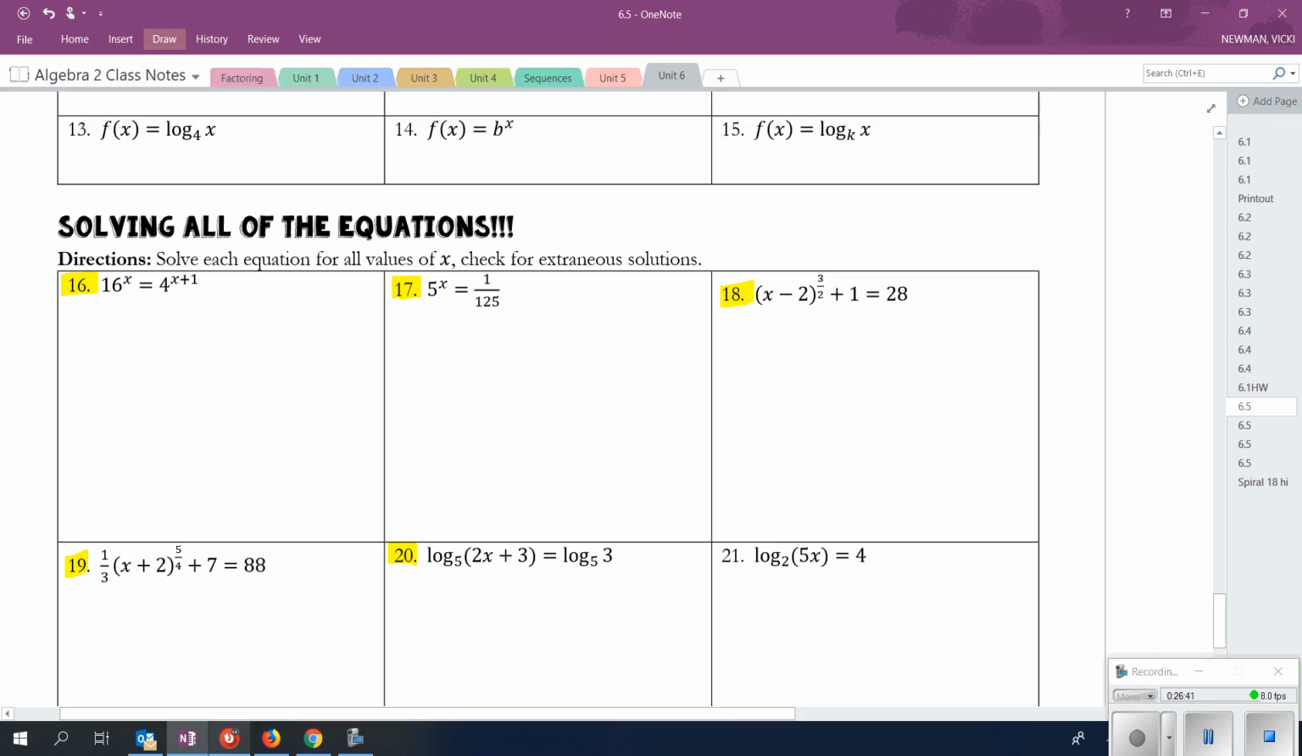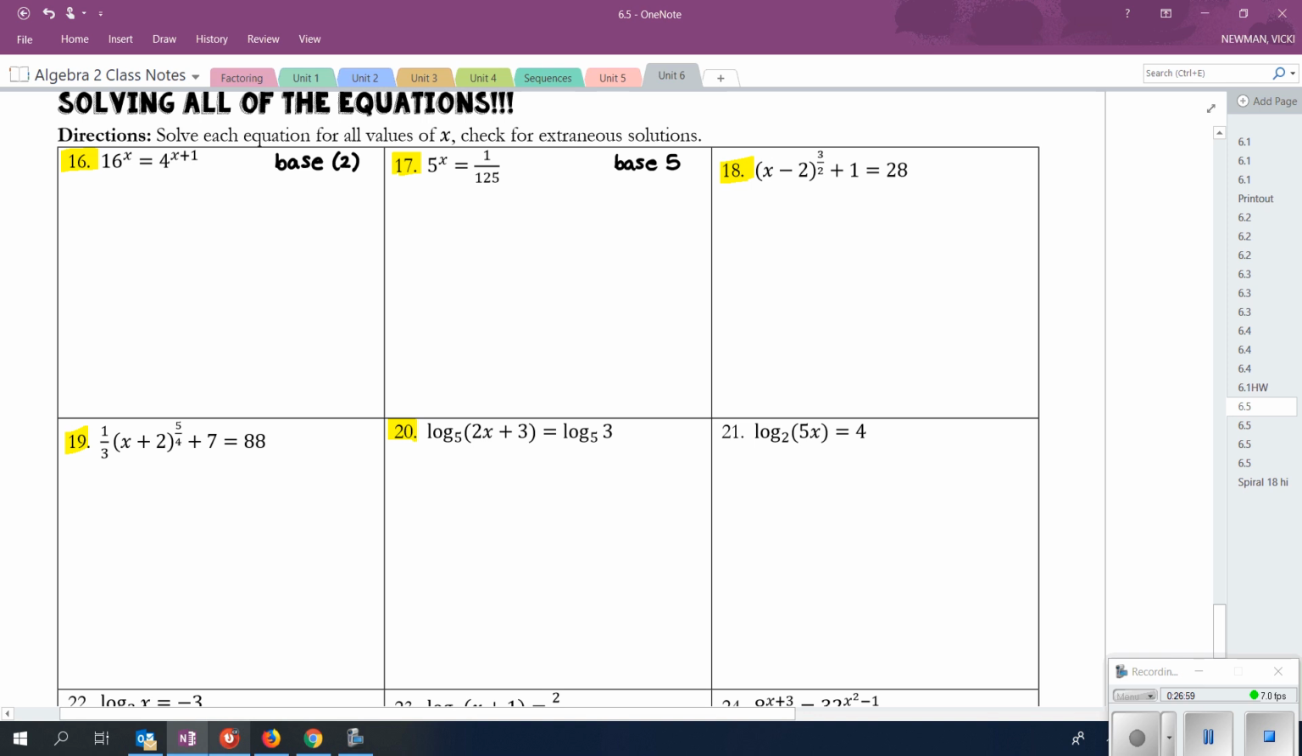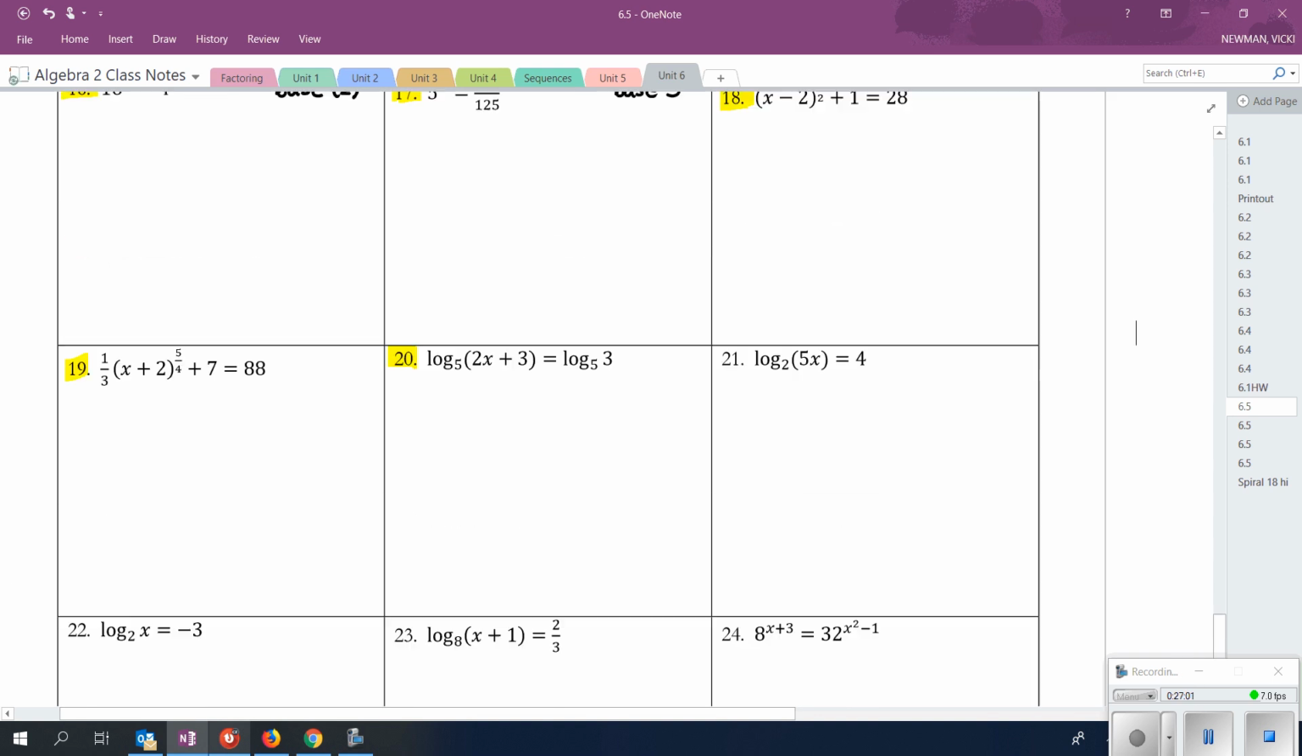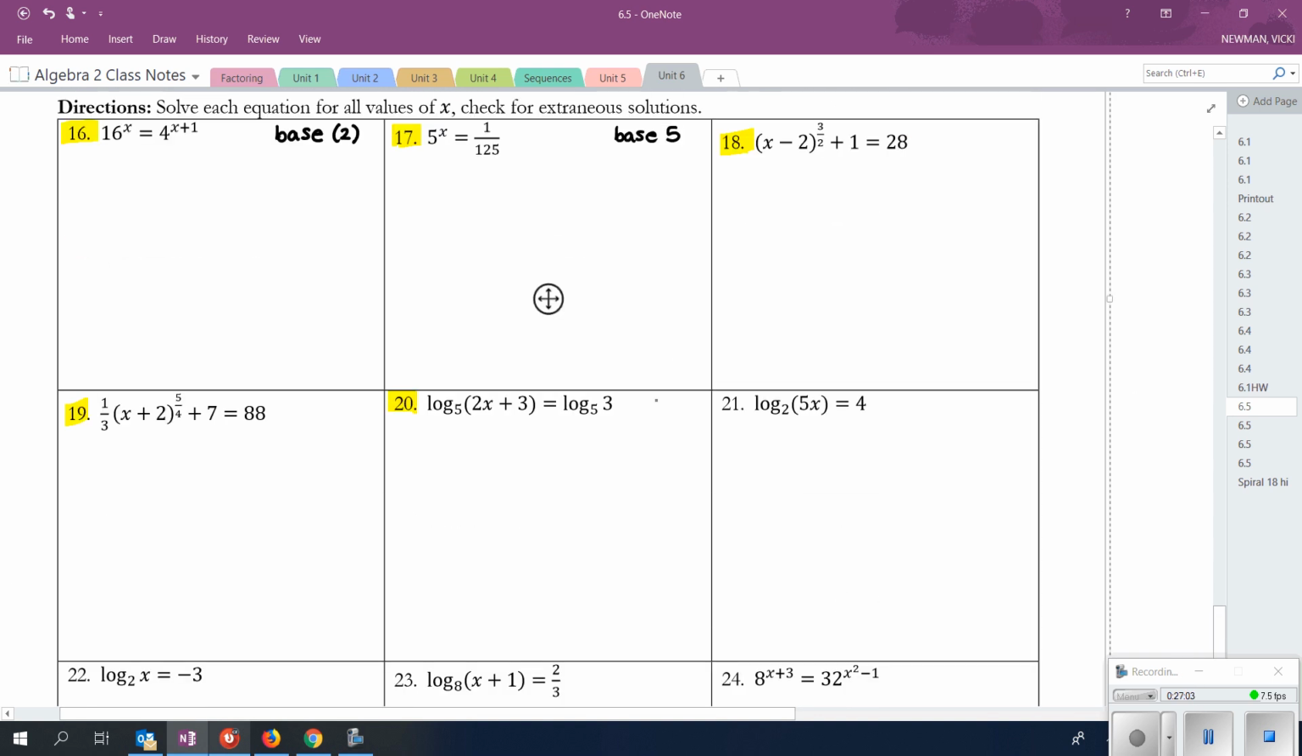So I will give you some advice here. Here you want a base, I would use 2. Here you want a base of 5. Here you're going to use reciprocal exponents. 19, same thing. 20 is the easy kind. Just look at it. Easy. And don't forget to check.